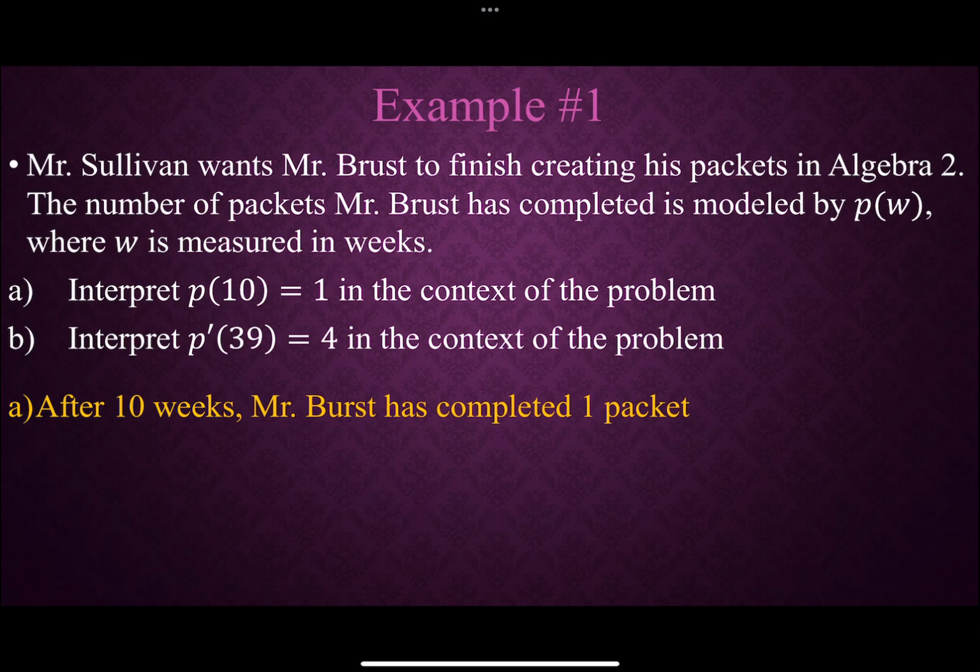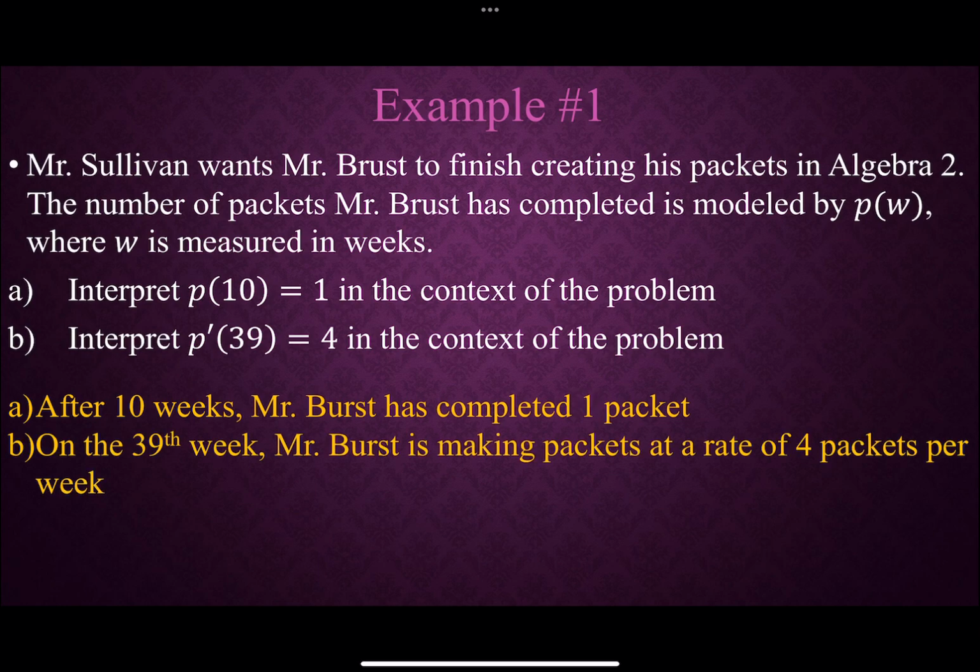The value of P is 1, so it's going to say after 10 weeks, we've completed 1 packet, because they've described for us P of W as the number of packets. Whereas for the derivative P prime at 39, the parentheses part is still the week, so we're talking about the 39th week now. The rate, though, because now we're talking about a derivative, the derivative is a rate, the rate of 4 packets per week, because again the value is 4.